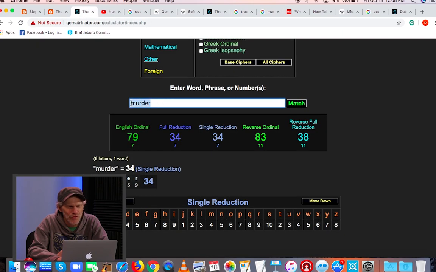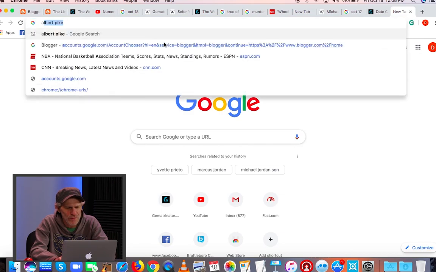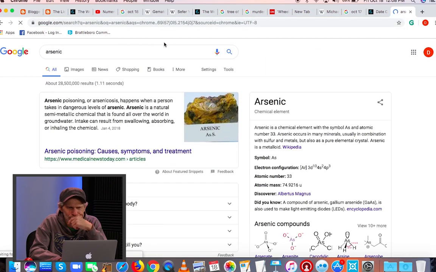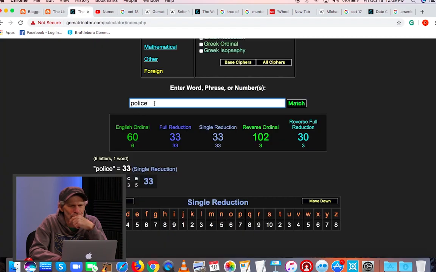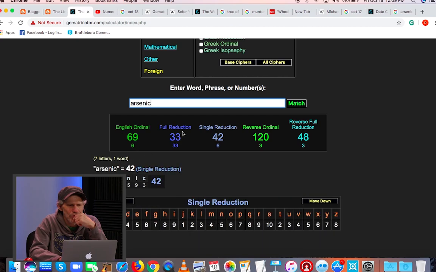Police. Notice in a lot of these articles they say police say. Police 33. And that's something that you can slip into somebody's coffee. Well, arsenic. It's untraceable. Its atomic number is 33. Arsenic. And if you write out arsenic, guess what it equals? Probably guessed it. 33.